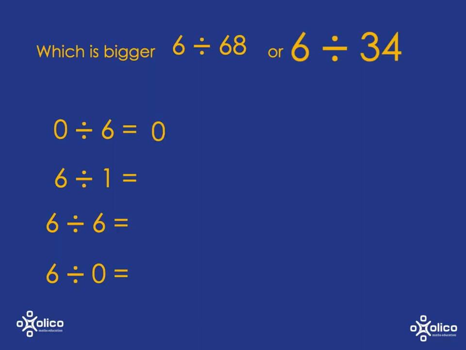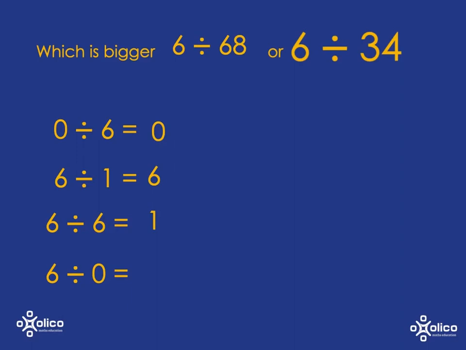6 divided by 1, well, we've got 6 cakes and we've got 1 person who needs to share it. Well, that 1 person only has themselves to share it with, so they're obviously going to get all 6 cakes. And that'll be true for any number, right? Any number divided by 1 will just give you itself as the answer. 6 divided by 6, well, that's obvious. It's 1 because you've got 6 cakes, 6 people to share them equally. Everybody's just going to get 1.